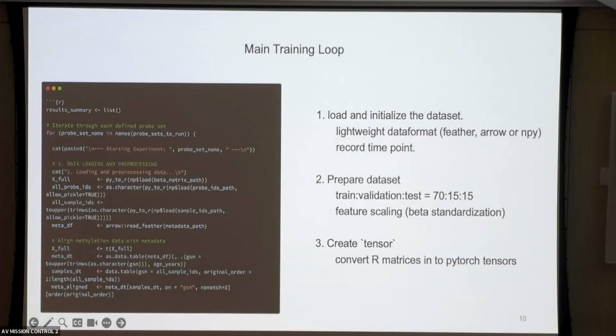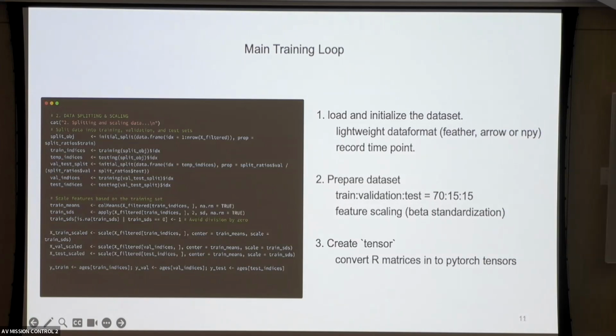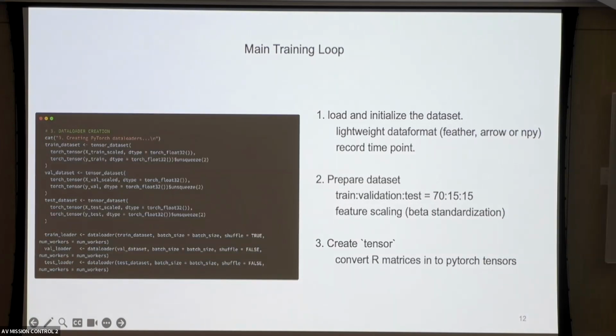the parameter. For this training, I just gave it a pretty standard 70-15-15 data split. I have to scale the feature because the beta values need a little bit of standardization. And then I create the tensor, which is basically converting the array matrix into a tensor. And then I'll go through just the code. You can find more details on the GitHub, which I will show you the QR code at the last step.